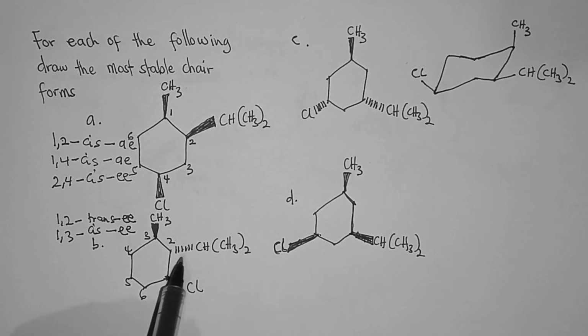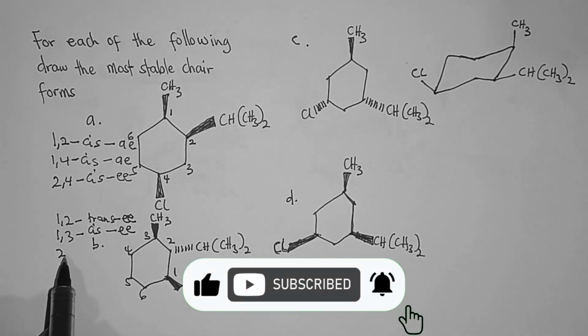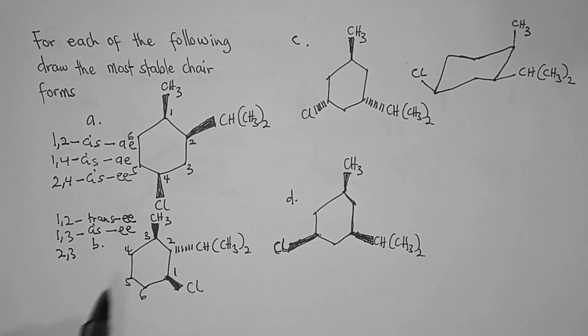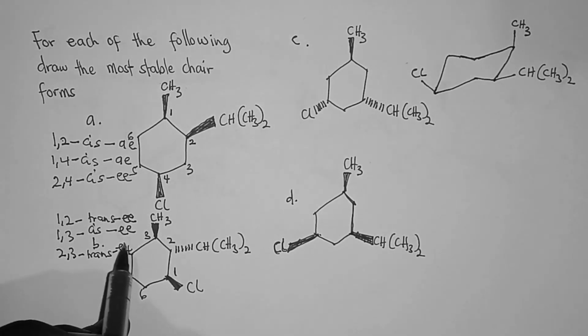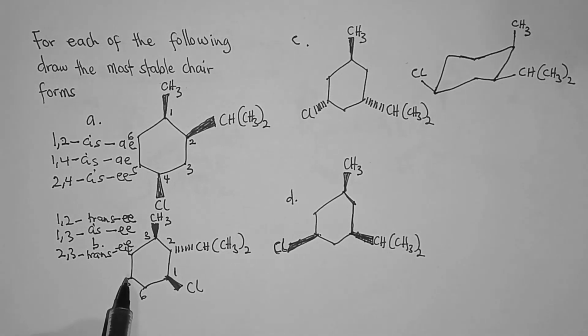And then let's do for 2 and 3. 2 and then 3 trans. And because they are in trans, this 2 and 3 is the same as 1, 2. 1, 2 trans is an AA or an EE. But because we are looking for most stable chair conformer, we'll put it on an EE. That means that you see that everything here is an EE. So we'll just have to draw a chair conformer and put all the substituents in an equatorial position.